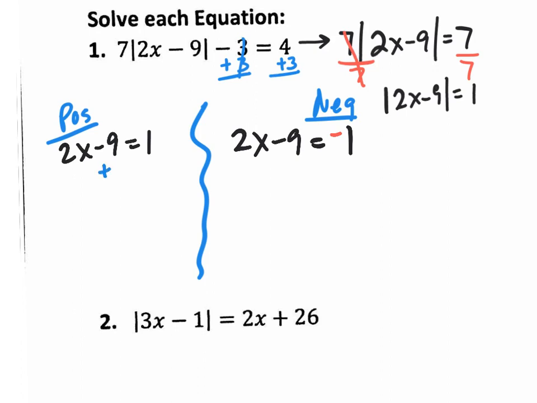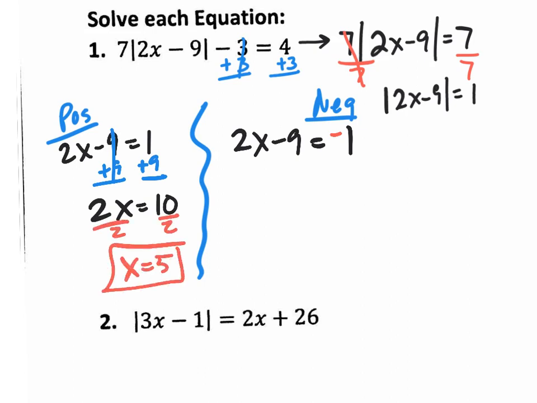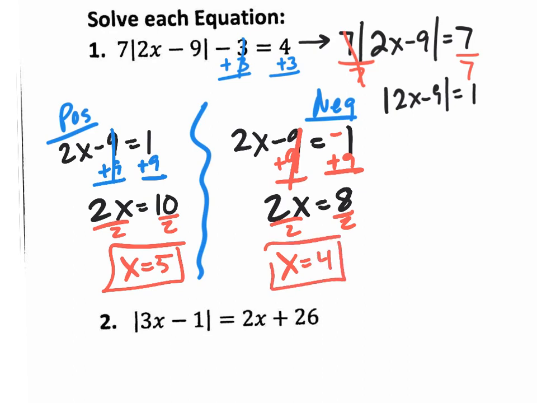So on the left side, we're going to go plus 9, cancels, plus 9. We'll have a new equation that reads 2x equals 10. Finally, we're going to divide by 2, x equals 5. That's one answer. Okay? The other answer will be plus 9, you'll have 2x equaling 8. Final step will be to divide by 2, x equals 4. So those are your two answers for number 1, 5 and 4, 4 and 5, whatever.